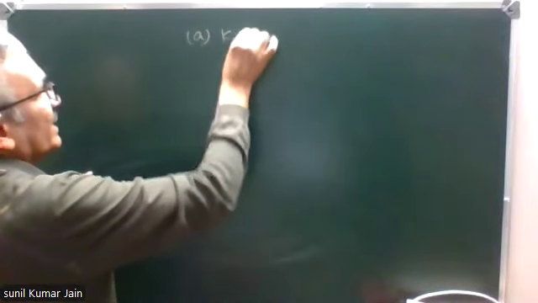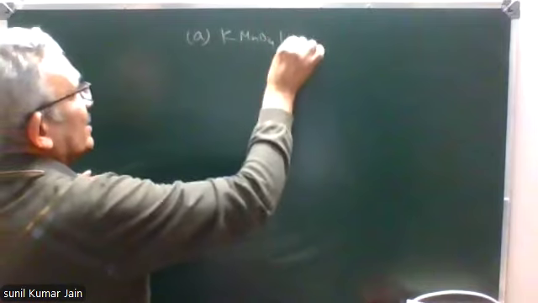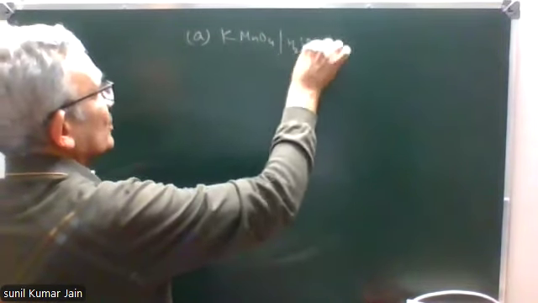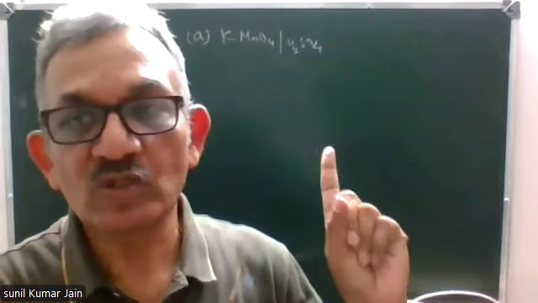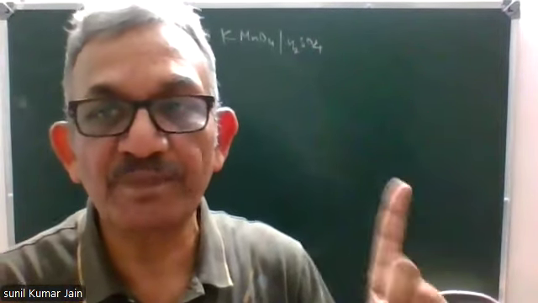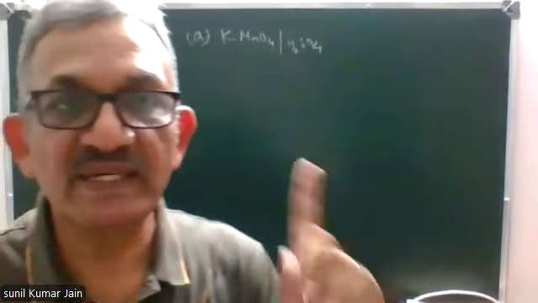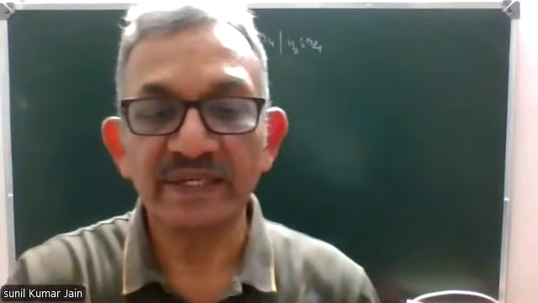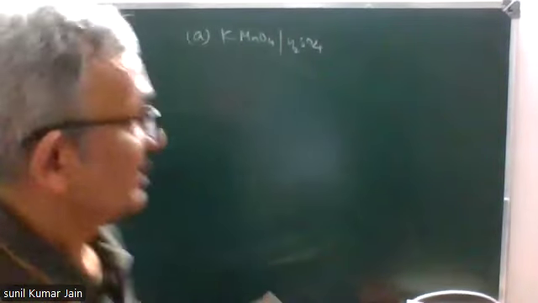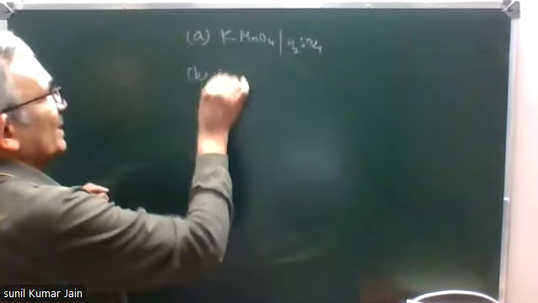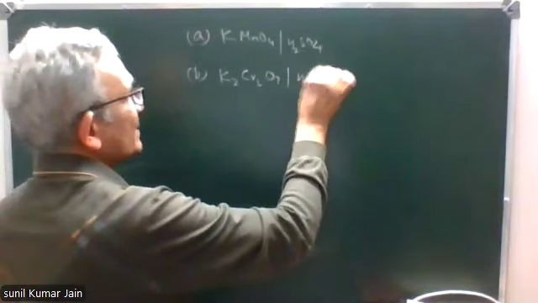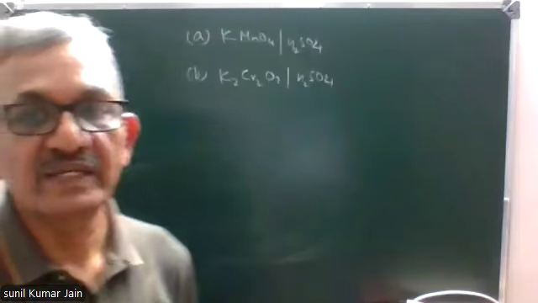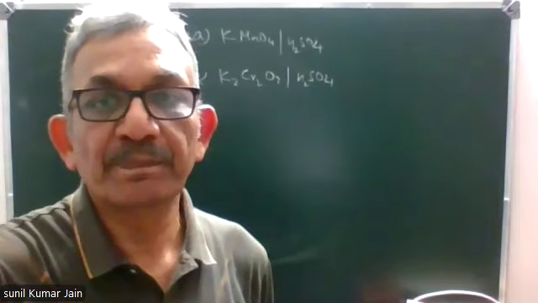A, KMnO4 with H2SO4. This is called acidified potassium permanganate. Please make the list and write in the same order in which I am writing. Second, B, K2Cr2O7 with sulfuric acid. This is acidified potassium dichromate.